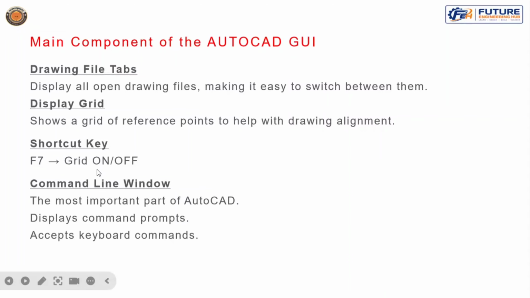Drawing file tab. It displays all open drawing files, making it easy to switch between them. Display grid shows a grid of reference points to help with drawing alignment. Shortcut key: function F7. Command line window, the most important part of AutoCAD. It displays the command prompt and accepts keyboard values.